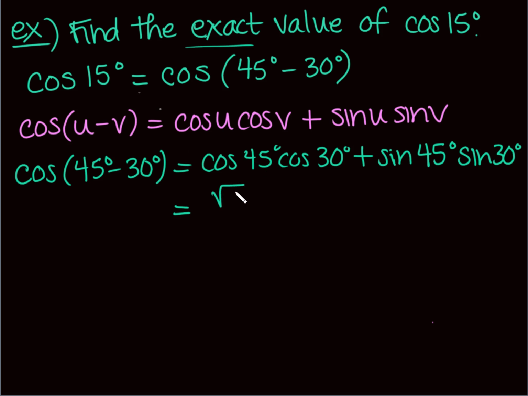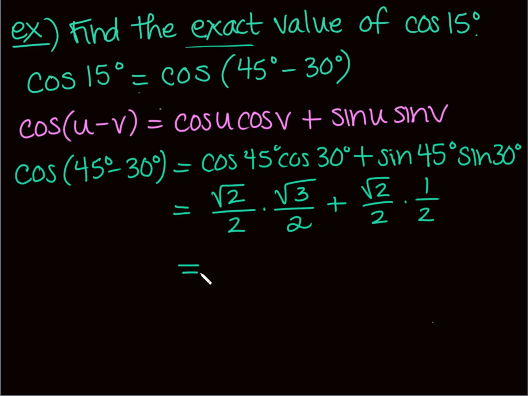Cosine of 45 degrees, first quadrant, so it's root 2 over 2 and it's positive. Cosine of 30 degrees is root 3 over 2, plus sine of 45, also root 2 over 2, but sine of 30 is 1 over root 2. And if you simplify this, this is root 6 over 4, and this is root 2 over 4, so we just get root 6 plus root 2 all over 4.